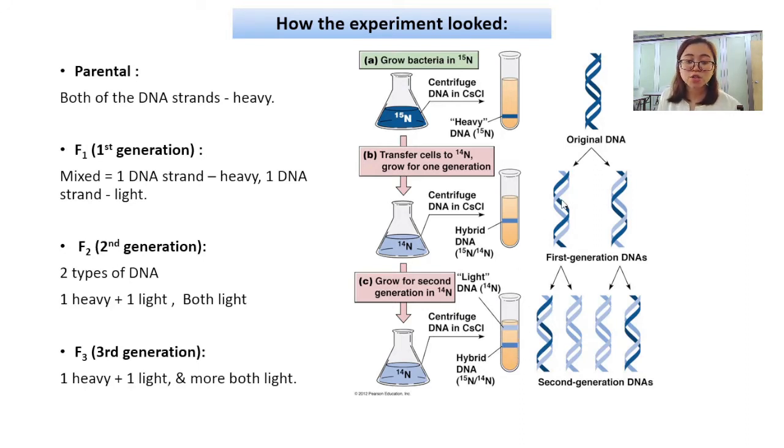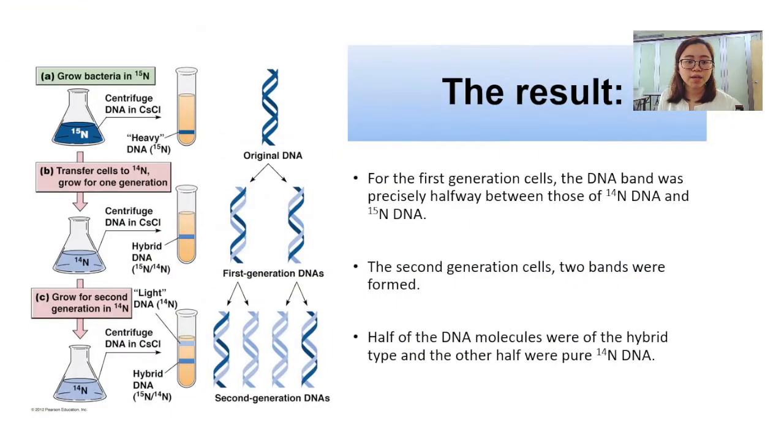So inilah cara Michelson dengan Stoll tengok diorang punya eksperimen punya result. Kalau dia makin bawah means itu adalah DNA lama, makin atas DNA paling baru. Okay, so the result is that for the first generation of cells, the DNA band was precisely halfway between those of 14N and 15N DNA.